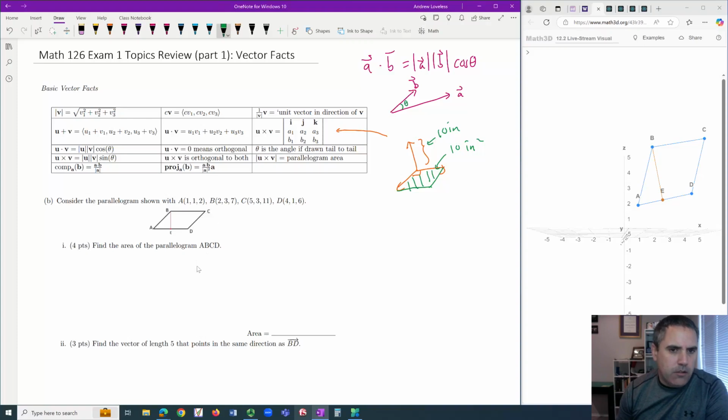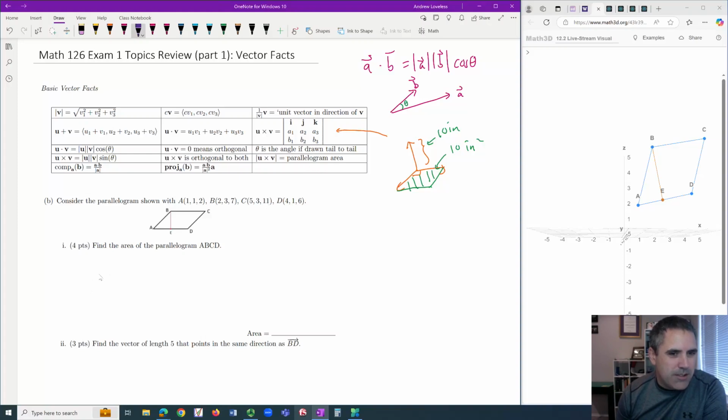Okay, so let's look at an example. This is just one of my old exams. You need to have a plan. There's a lot of small skills here, so you need to have looked at lots of these. You can do that quickly by flipping through old exams. Find the area of this parallelogram. So you have to think, oh, this is asking about this cross product idea.